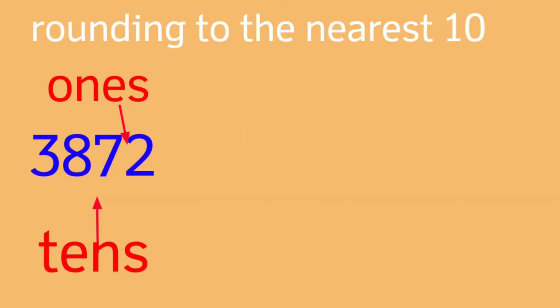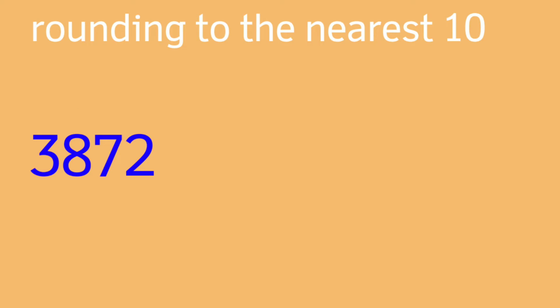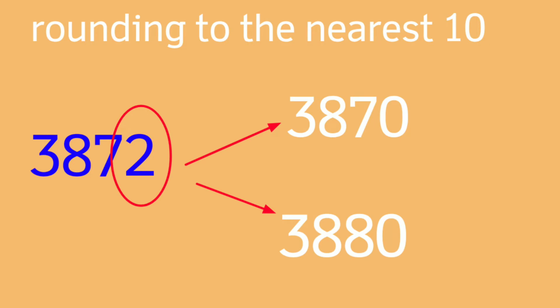Let's make an example. Round the number 3,872 to the nearest tens. In this number, 3 is the thousands digit, 8 is the hundreds digit, 7 is the tens digit, and 2 is the ones digit. Can you guess the answer?